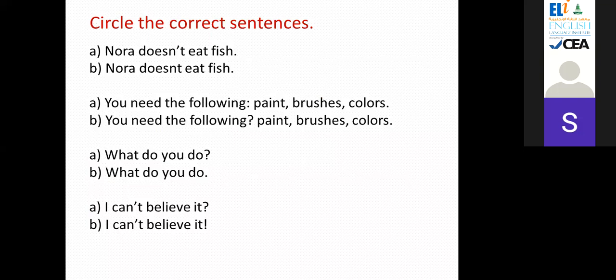Number one, Noura doesn't eat fish, so they choose A. Great, because we use the apostrophe when we want to make the short form of the negative form. When we want to make the short form of the negative sentence, we can use the apostrophe to indicate the missing letters. Excellent.